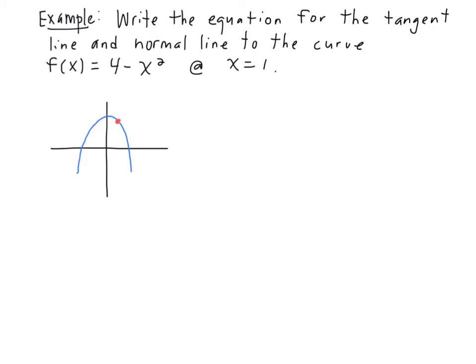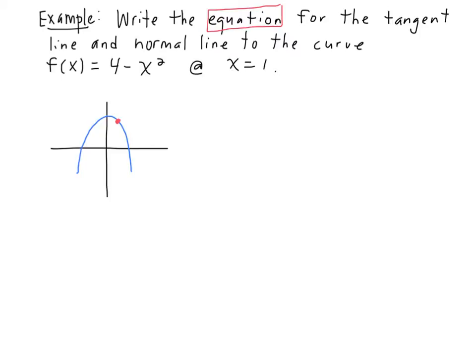Alright, so in this example we are looking to write the equation. We're not just interested in the slope, but we want the actual equation. So make sure you underline or box in that word. We want to do this for the tangent line and the normal line to the curve. Our function is 4 minus x squared, so you should know what that looks like. And our point of interest is when x is 1.